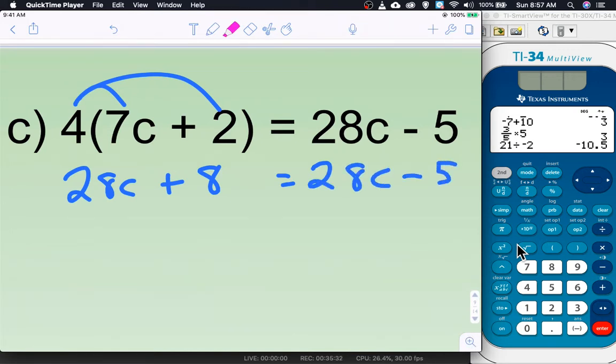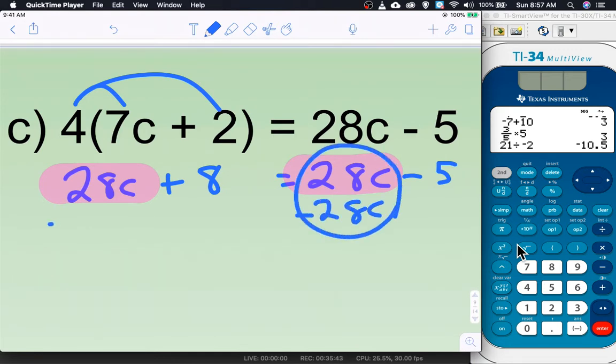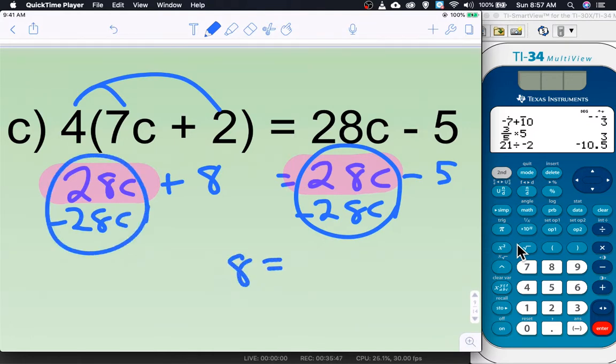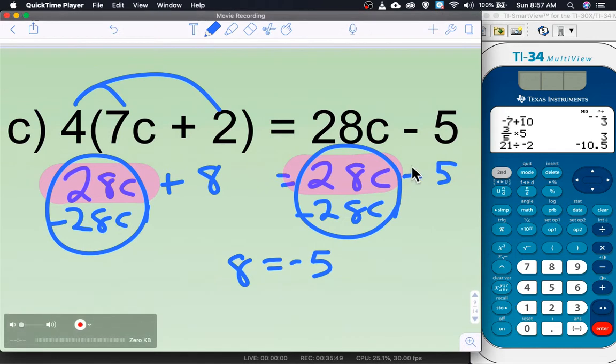I can tell you right now this is going to have no solution because this 28c and that 28c are going to cancel out. They're going to have the same value. If I subtract 28c here, gone. Minus 28c there, gone. I'm left with 8 equals a negative 5. Yes, it's still a negative. See? Negative 5.